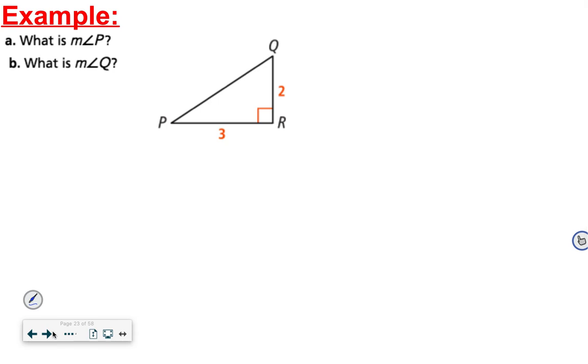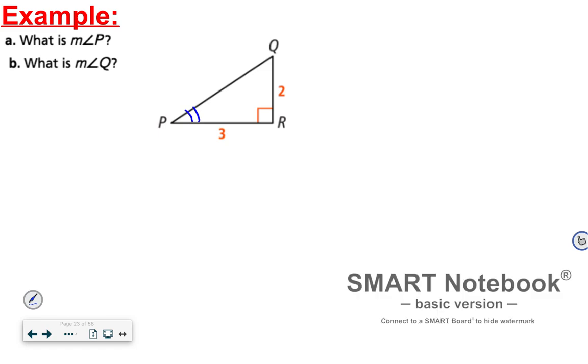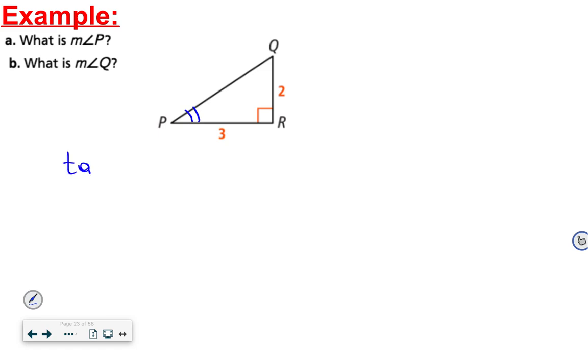Next question. What is the measure of angle P? As I told you, ladies and gentlemen, to be able to find an angle, we need to use the inverse operation of a trigonometric function. So let me find the measure of angle P. Which trigonometric function is going to give the ratio of 2 and 3? What is that? Tangent P. What is the tangent of P? Opposite over adjacent. 2 over 3.